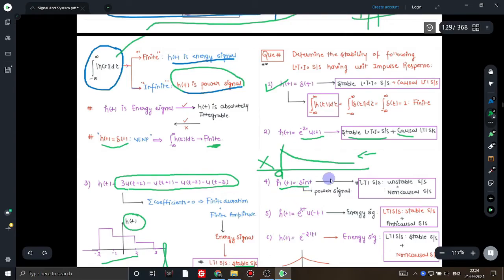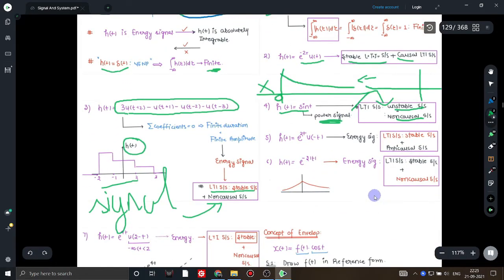s(t) is sin t. So sin t is a periodic function, and all periodic functions are power signals. So the LTI system is unstable, because it is a power signal. It is not an energy signal, so it is unstable, and it is non-causal because the graph of sine is like this, so it is also present before 0.